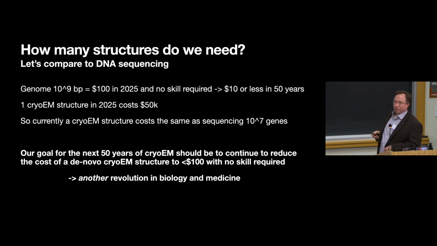I think we need to have a lot more structures for every sequence in order to keep biology and medicine progressing at pace, to keep up with what humanity needs. So we want to have sub-$100 structures within 50 years' time, and hopefully even sooner than that. And that would cause another revolution. So, all right, anyway, I leave you with that.